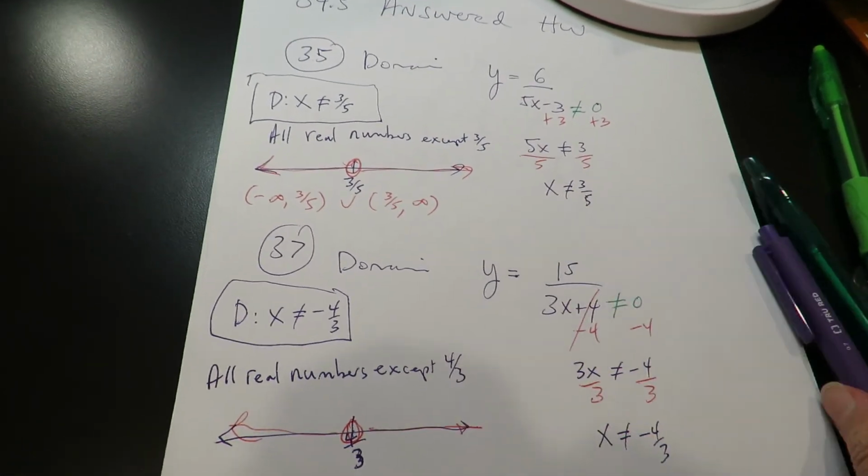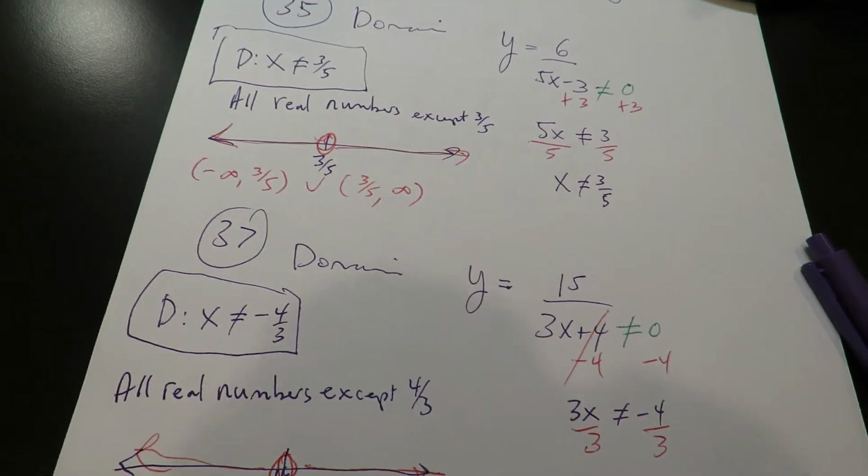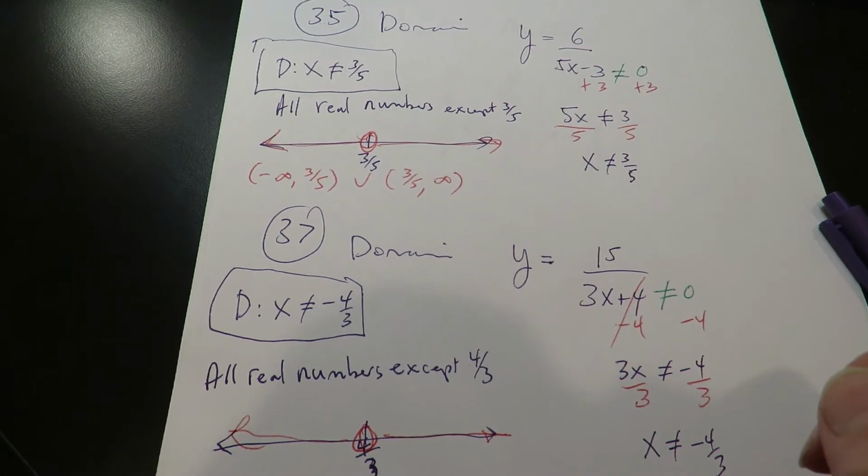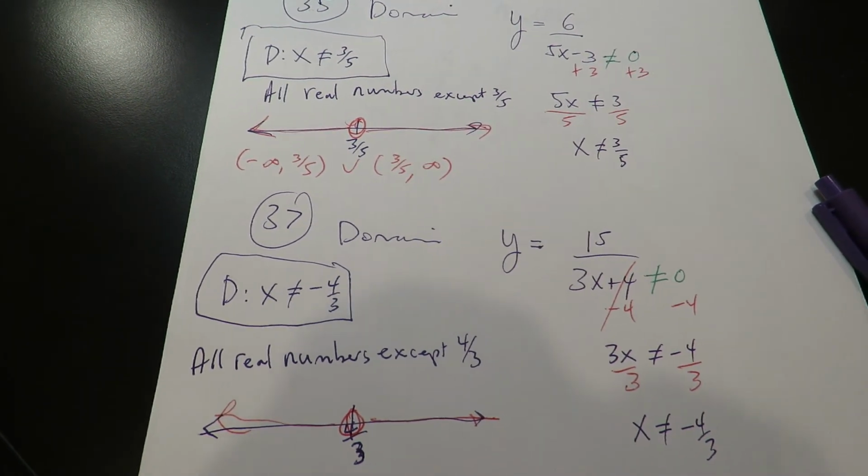Okay, gang, so that's it. That's the basic rule you want to remember. If you have a fraction, you cannot divide by 0. It doesn't matter what's in the numerator. It's the denominator you're going to focus on. Okay, that's the end of these two questions.